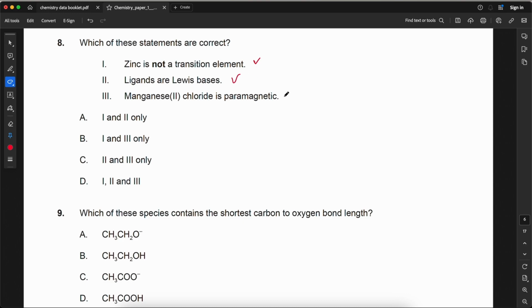Manganese chloride is paramagnetic. Manganese has 25 electrons. So the electron configuration is [Ar] 3d5 4s2. So for 3d5, it will be 1, 2, 3, 4, 5. So it's unpaired. It means paramagnetic. So the answer is D.